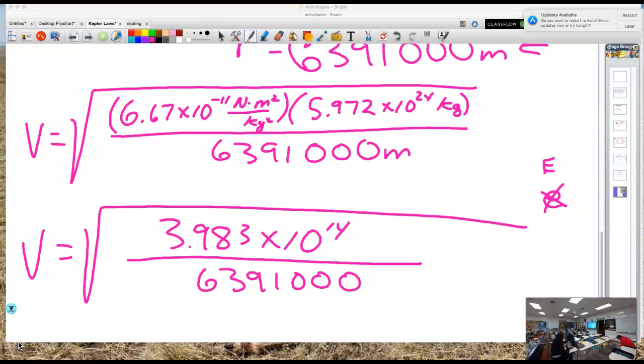Okay, so now let's do 3.983 times 10 to the 14th divided by 6. Well, actually, let's check this first. Can everybody get 3.983 times 10 to the 14th? Yeah, that's right. Then we hit times and type your next number. Can everybody get it? Is that right? We got confirmation. Everybody's okay with getting it?